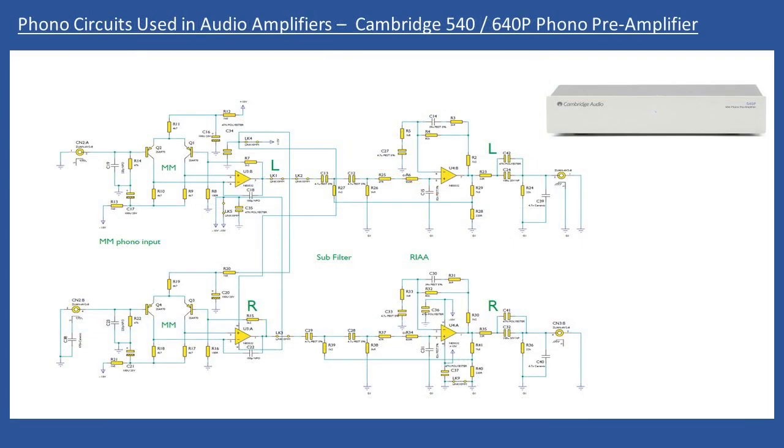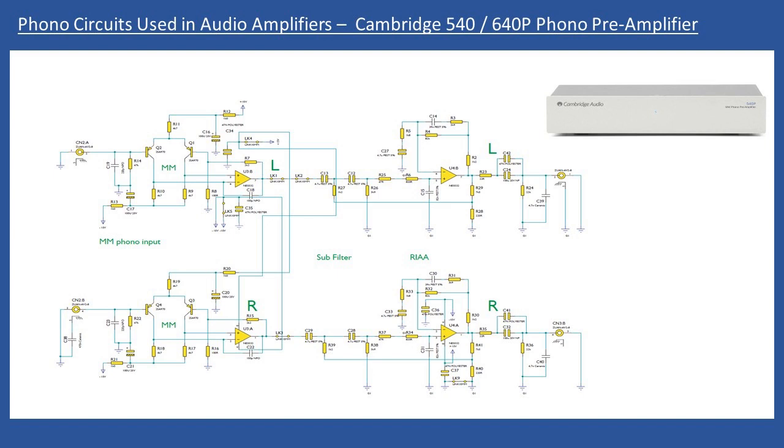Now the next thing that I want to look at and share with you are the circuits that you see within the separate Phono Pre-Amplifiers. I'm going to use a very good example, and this is a Cambridge Audio 540/640p Phono Pre-Amplifier. And what's nice is that when you look at the circuit schematic here, they have three of the things which I mentioned earlier.